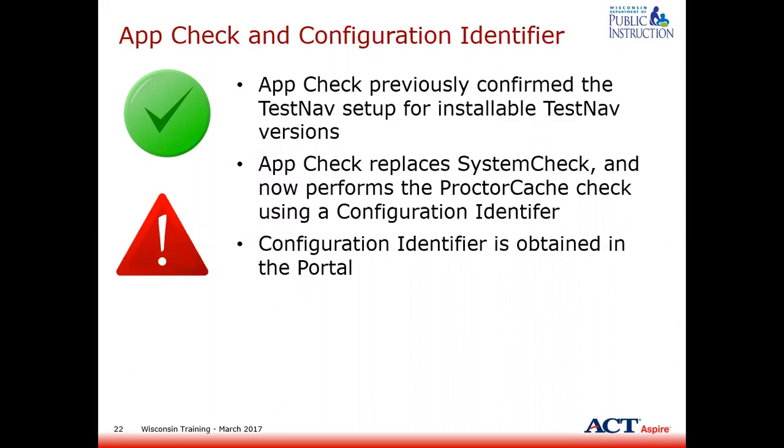So AppCheck will now also perform the Proctor Cache check that SystemCheck used to do. And to run this check, you're going to need a new configuration identifier. We're going to talk about that. It's obtained in the portal. This is where you're going to get this identifier information.